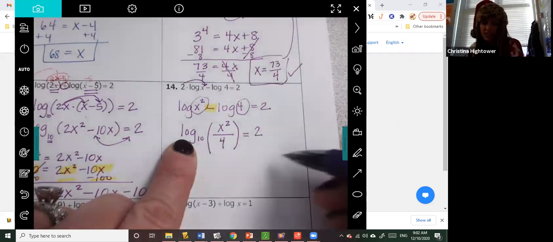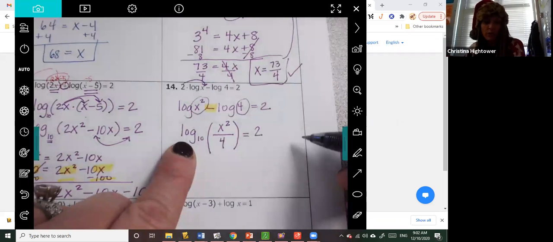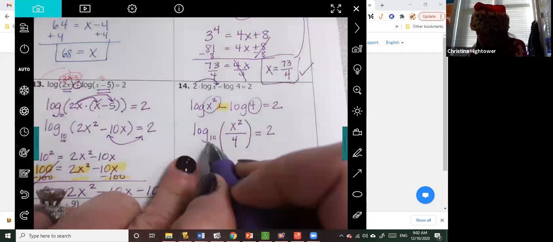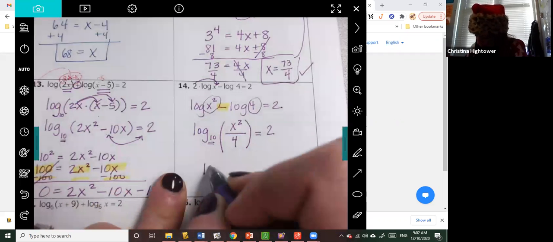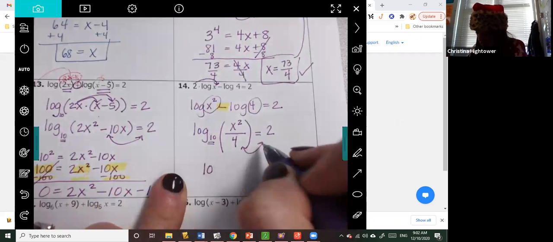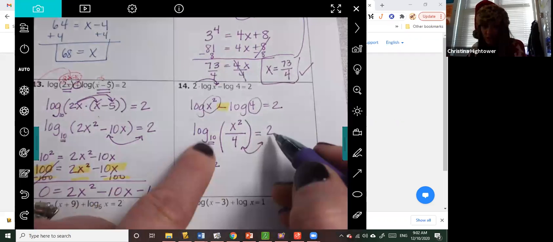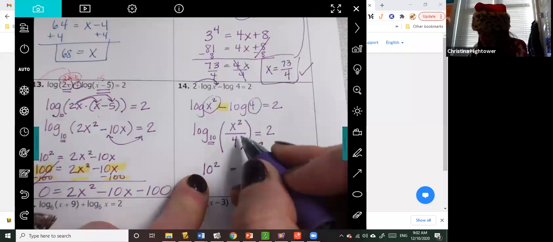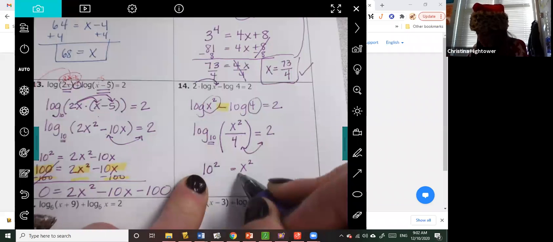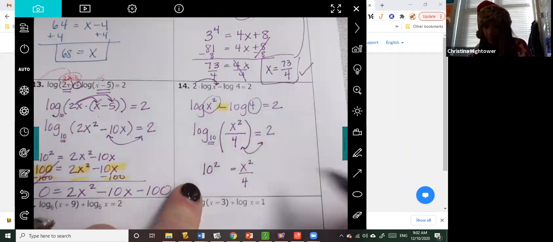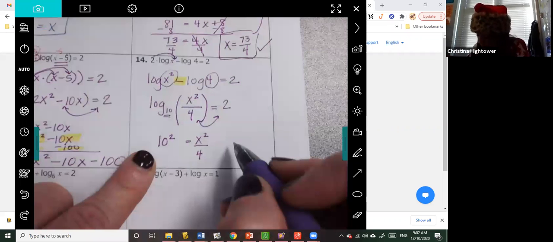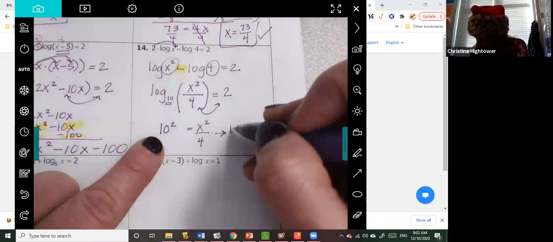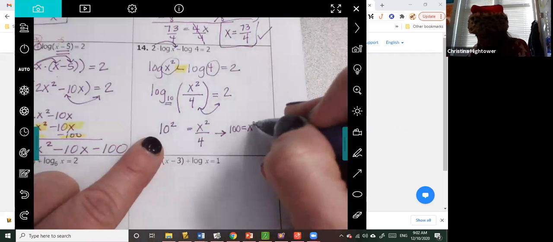Is everything condensed? Absolutely. So now I can rewrite it in exponential form. So remember, this base moves up and swaps. So 10, swap these two, and it'll be 10 squared. 10 and squared, the 2 comes from over there, equals, and then this moves to the other side. So it's x squared over 4. All right, let's finish. What's 10 squared equal? 100. So I have 100 equals x squared over 4.